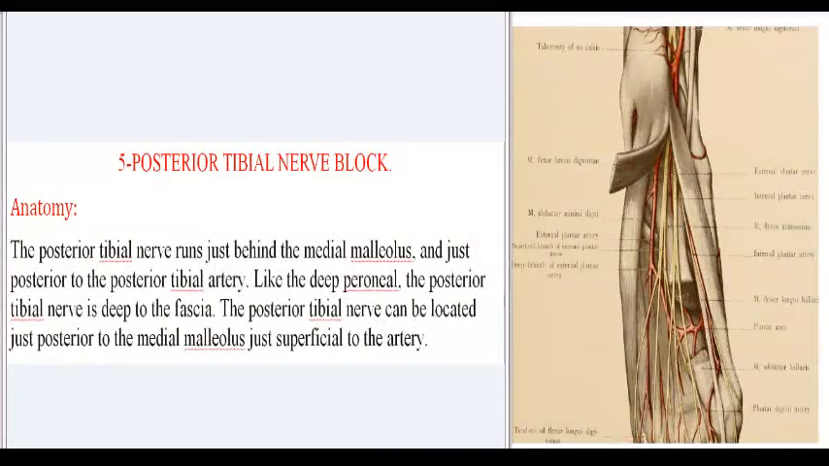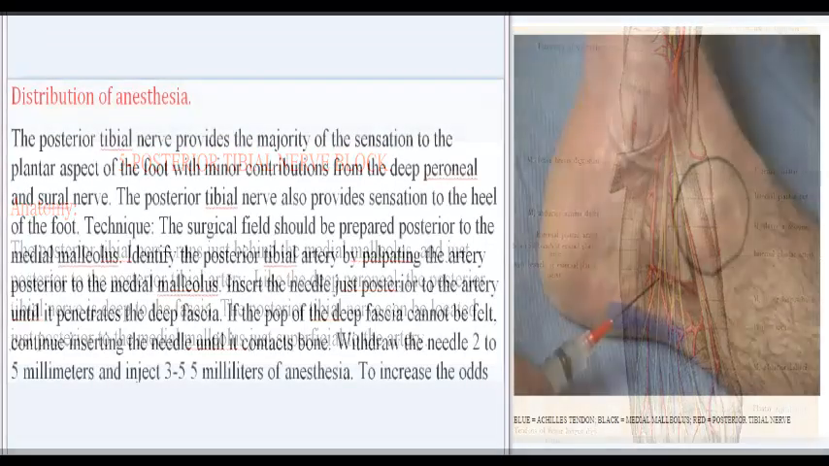Posterior tibial nerve block. Anatomy. The posterior tibial nerve runs just behind the medial malleolus, and just posterior to the posterior tibial artery. Like the deep peroneal, the posterior tibial nerve is deep to the fascia. The posterior tibial nerve can be located just posterior to the medial malleolus, just superficial to the artery.